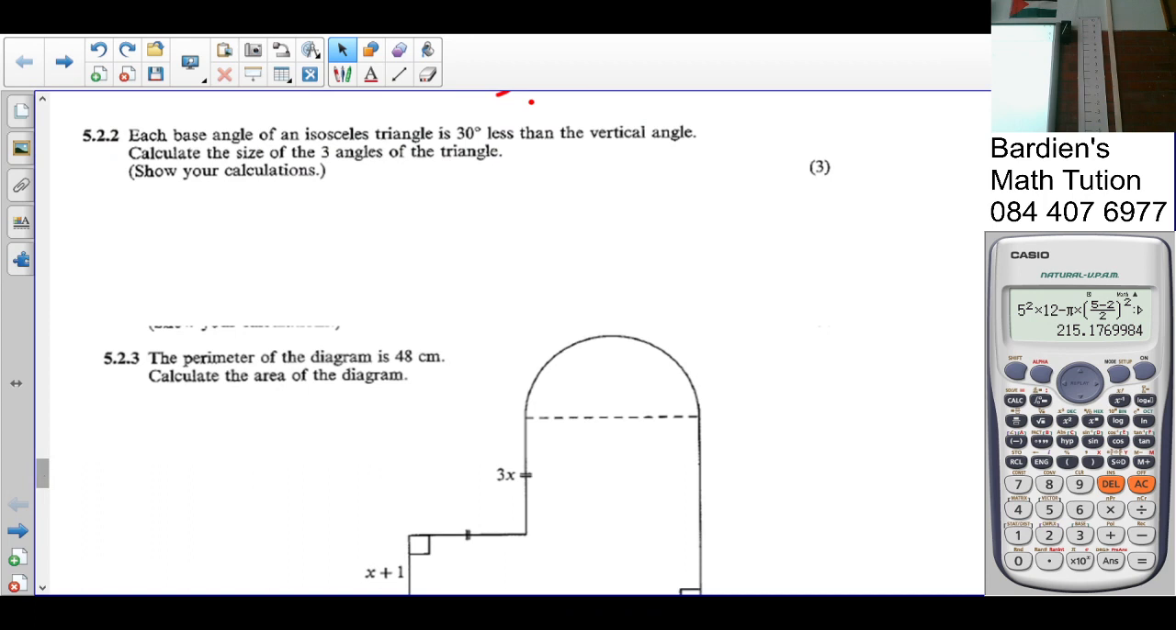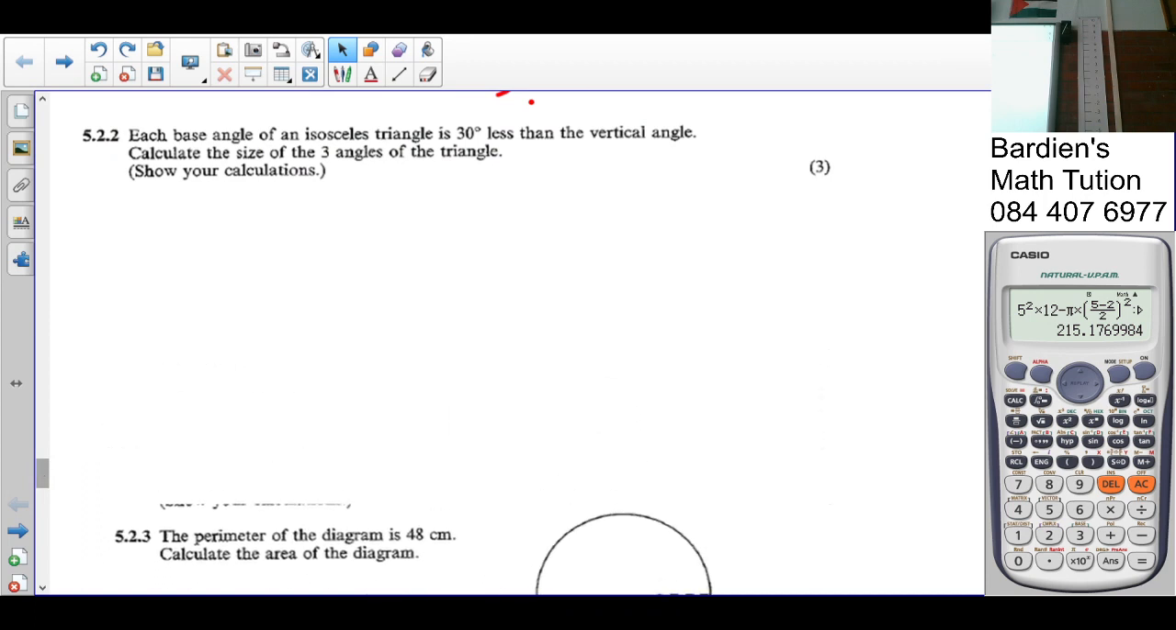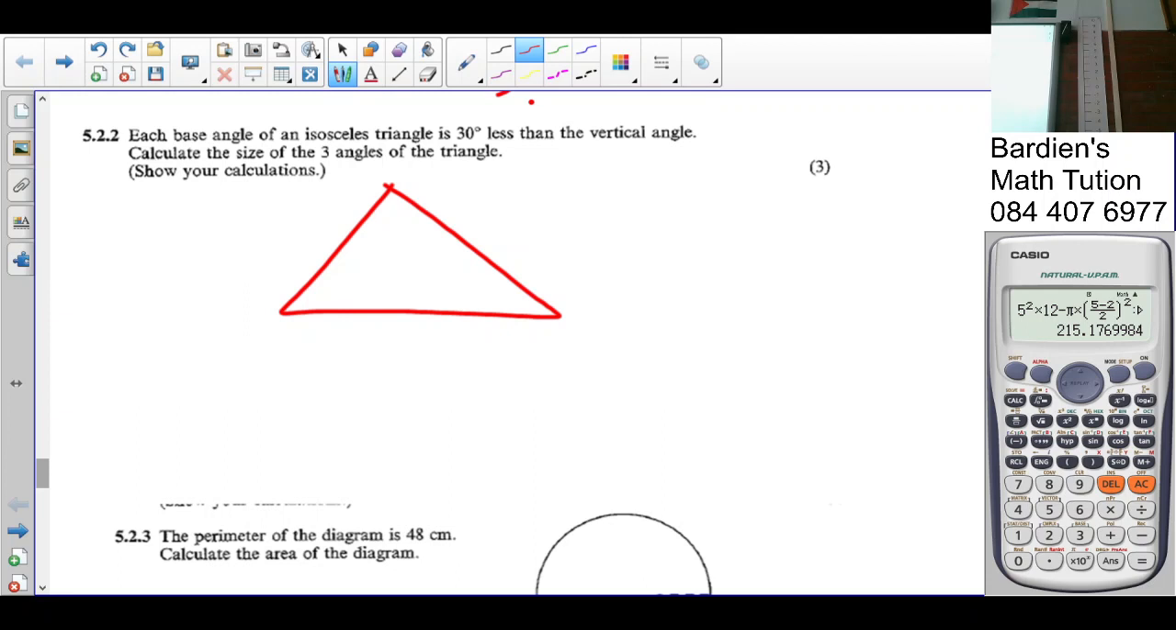Okay. The next question. Each base angle of an isosceles triangle is 30 degrees less than the vertical angle. So what are the properties of an isosceles triangle? 2 sides are equal, which results in the base angles being equal. Just make the vertical angle x. So then the base angle is going to be x minus 30. Why? Because we are told it's 30 less than. Can you see that, people?